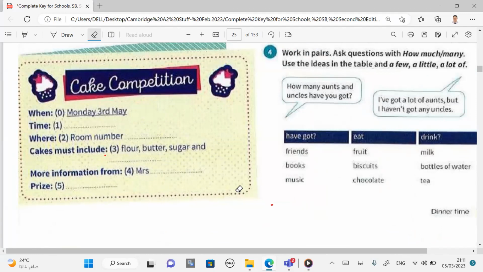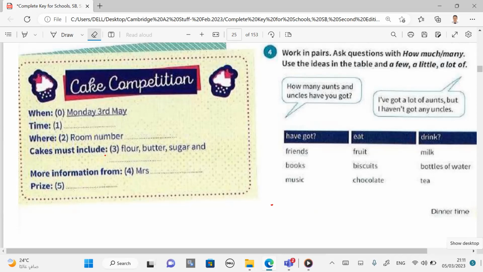At Cooking Club next week, we're having a cake competition. You can make the cake at home over the weekend and bring it to school. Here's the information. It's on Monday, the 3rd of May. School starts at 9 o'clock as usual, and all cakes need to be on their plates and ready at 9:45. That's when the head teacher will look at them and decide which one is best.